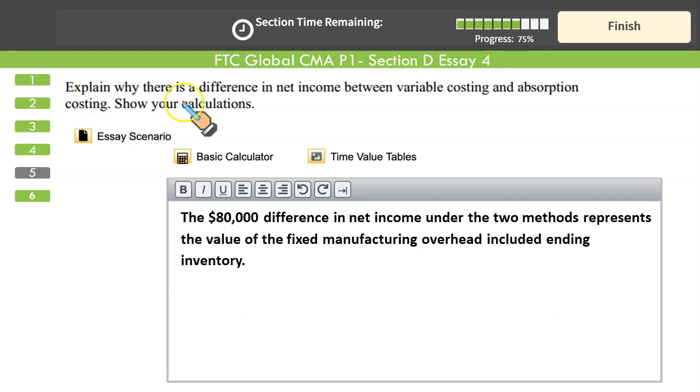Next, explain why there's a difference in the net income between variable costing and absorption costing. And we have just calculated the difference. The 80,000 difference between the net income under the two methods represents the value of fixed manufacturing cost that has been embedded or included in the ending inventory under absorption costing.